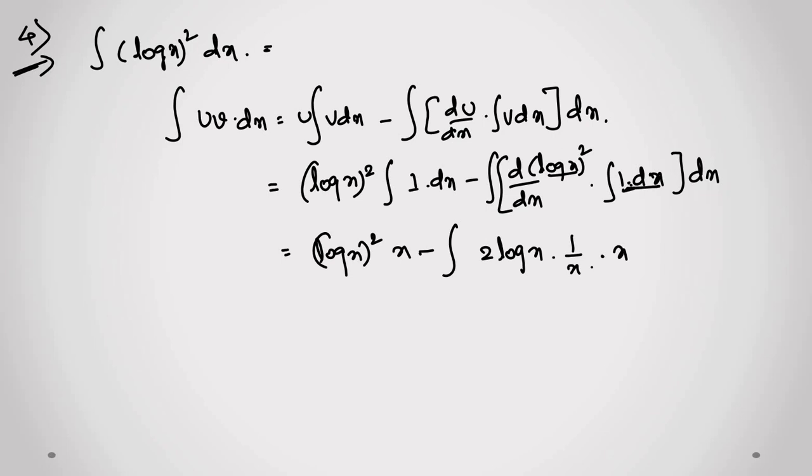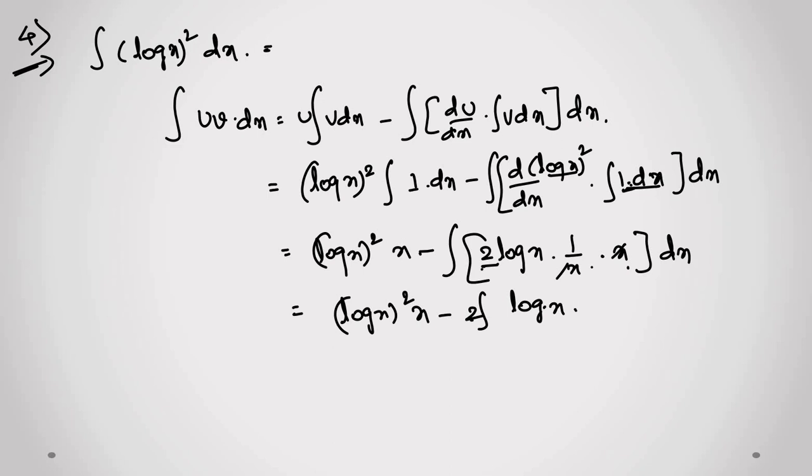Integral 1 into dx is equal to x. So x will get cancelled here. This 2 is a constant term, so it comes outside: (log x) whole square into x minus integral of 2 into log x dx, with the 2 outside. So we need the integral of log x dx.